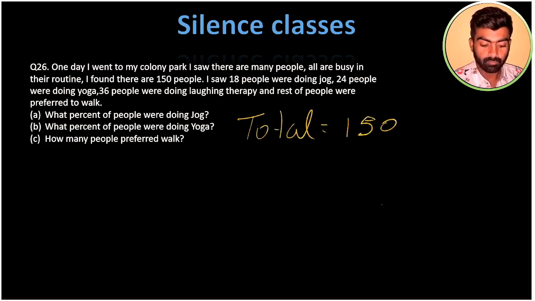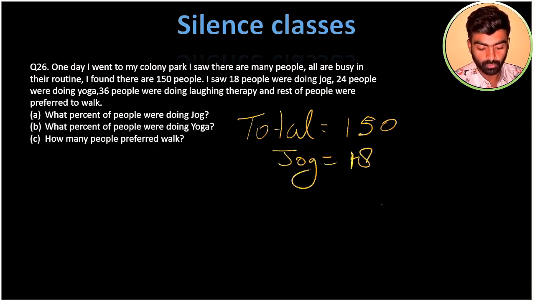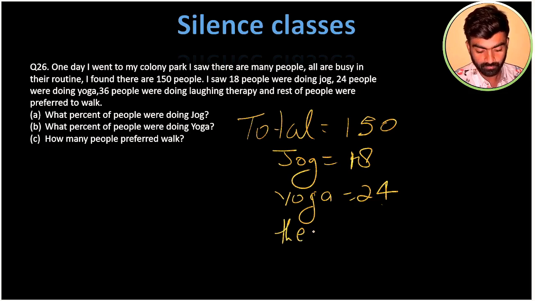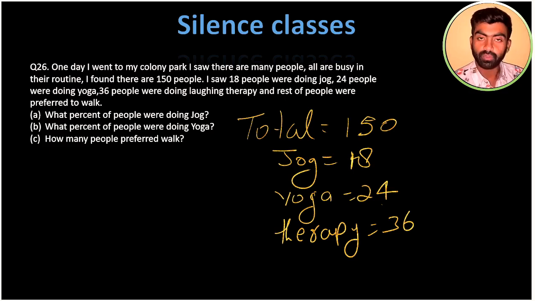I saw 18 people were doing jogging. Number of people doing jogging is equal to 18. 24 people were doing yoga. Yoga is equal to 24. 36 people are doing laughing therapy. Therapy, I will write it down over here, is equal to 36 people. And the rest of the people preferred to walk. So let's find out what the question is asking.